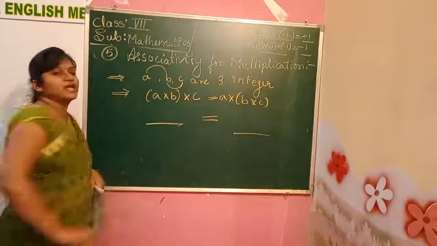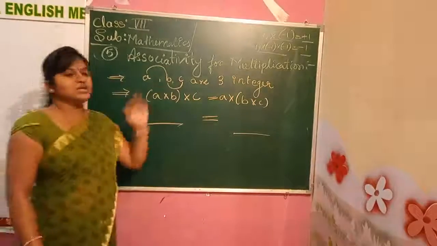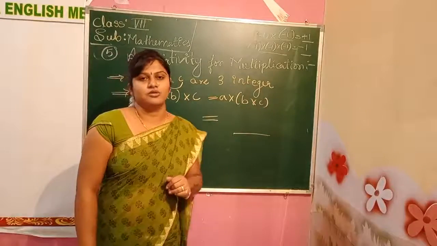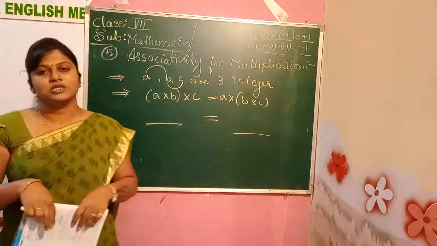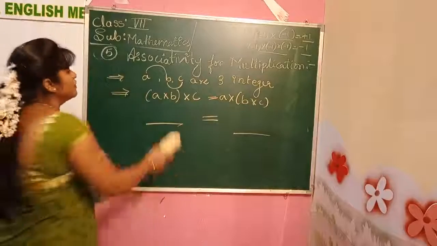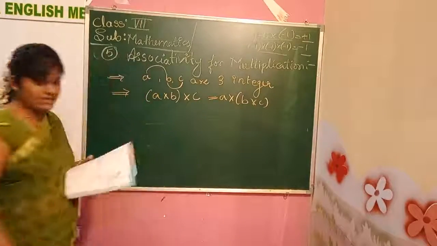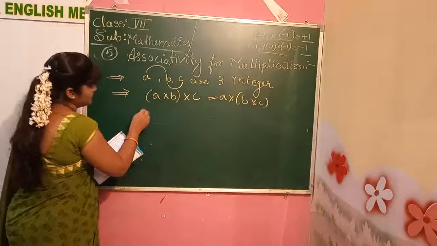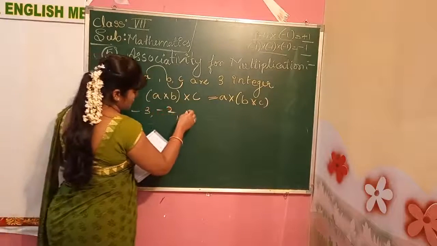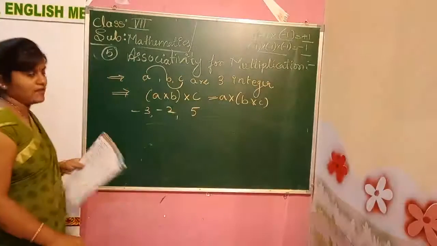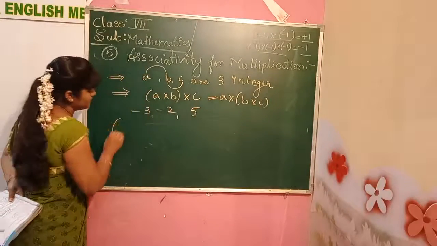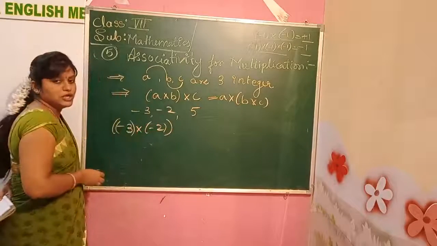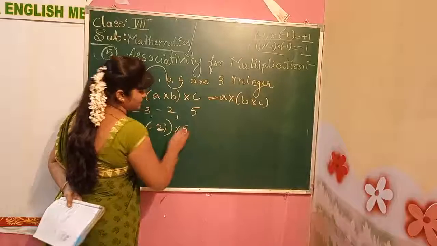So, this property, associative property means grouping the 3 numbers, 3 integers, and making it to solve. That is called as a associative property. We will solve one problem for you. Example for this associative property, if we have a number like -3, -2 and 5, 3 numbers we have, we will write it in this format, -3 into -2 into 5.